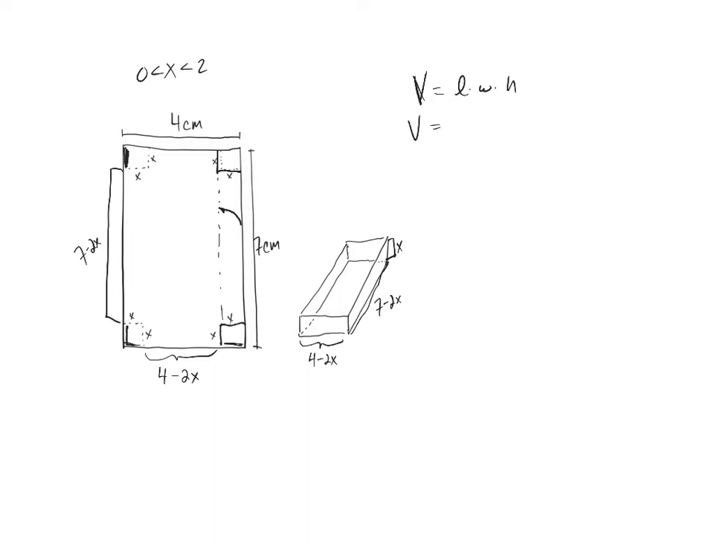The length is, let's say, 7 minus 2x. The width is 4 minus 2x. And the height is x. So foiling these together, let's see, you're going to get 28 minus 14x minus 8x, which is minus 22x, and then plus 4x squared. And that's being multiplied by x. So that would be 4x cubed minus 22x squared plus 28x. And that's the volume function.